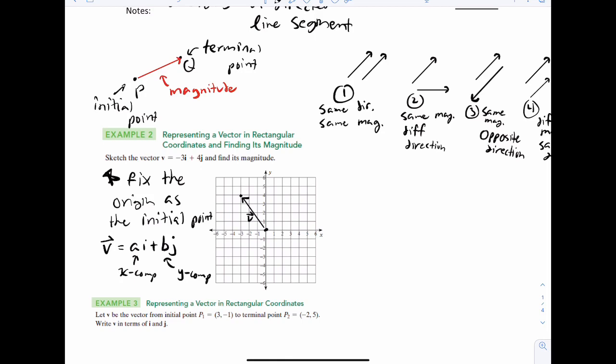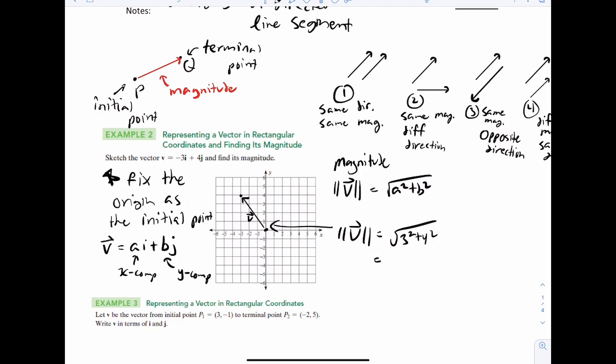Now to denote magnitude, with vectors we actually put 2 bars like this. So this would mean find the magnitude of vector V. And the way you do that is exactly what you think. Let's do the Pythagorean theorem. So the root of a squared plus b squared. So in this case, the magnitude of that vector would just be the root of 3 squared plus 4 squared, which is the root of 25, which is 5.